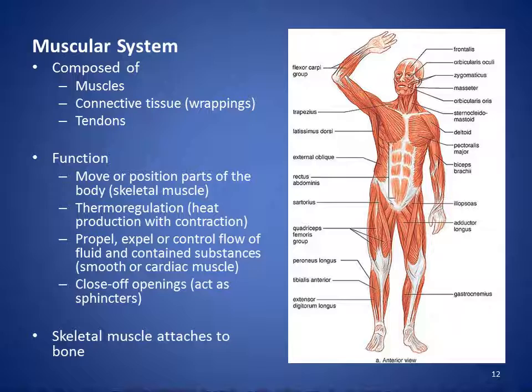Propulsion or expulsion, actually, this is the control of fluid or other material contained within a lumen, and this is a function that is characteristic of smooth or cardiac muscle. Muscles also help to close off openings. In other words, they act as sphincters, such as the anal sphincter. And skeletal muscles also attach to bone.